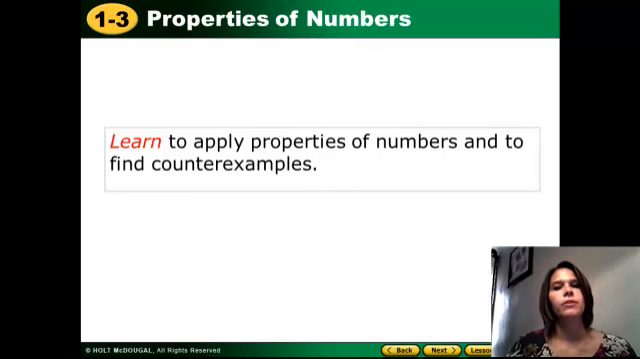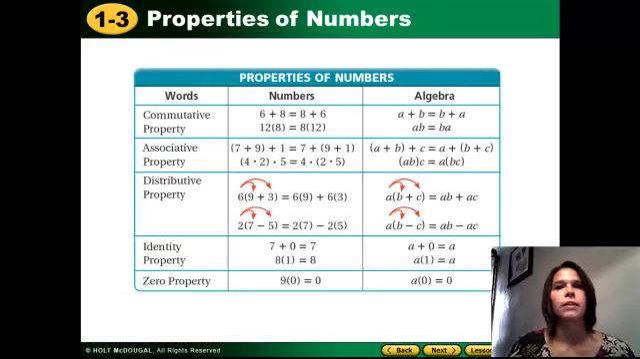We're going to learn to apply properties of numbers and find counterexamples. But first, let's take a look at properties of numbers. The commutative property works kind of like a commuter for work. If your parents drive somewhere to work and then drive home, it's the same route that they take both ways, just a different order.